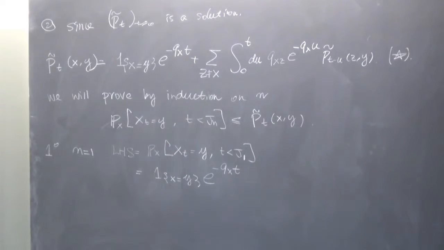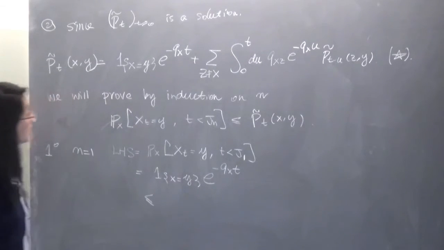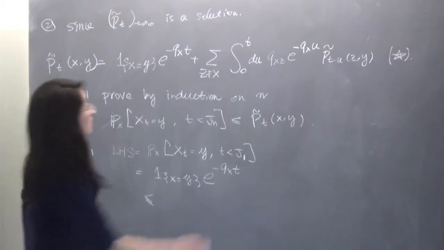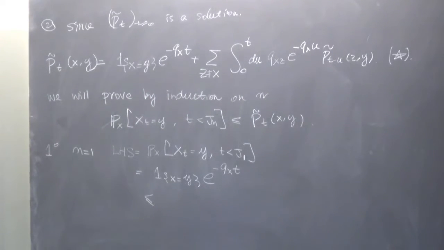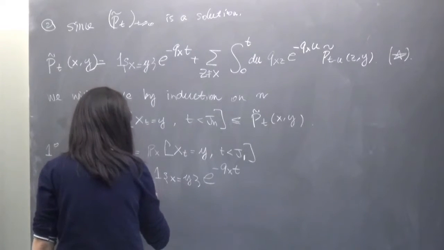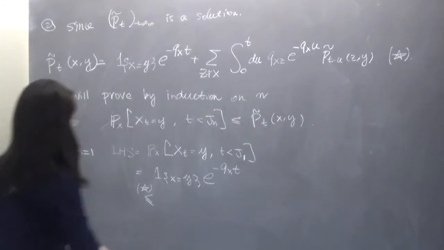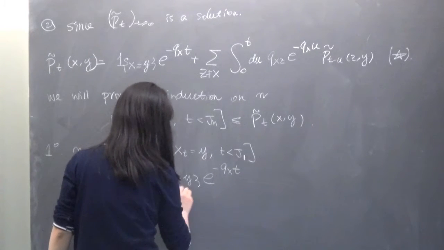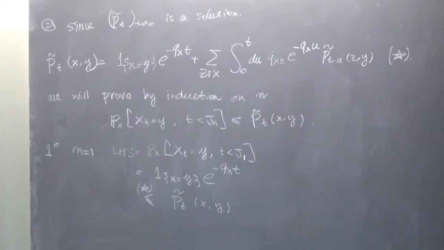And then by star, since PT tilde is non-negative, we know that the second term here is non-negative. So PT tilde is greater than the term here. So by star, and the fact that PT tilde is non-negative, we know that this is less than PT tilde xy. So the claim is true for n equals 1.